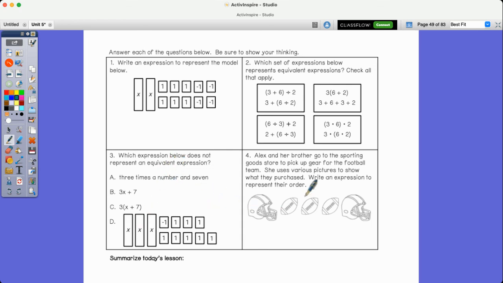Which one doesn't belong? And number 4, Alex and her brother go to the sporting goods store to pick up her gear for football team. She uses various pictures to show what they purchased. Write an expression to represent their order. So you're just going to tell me what your variables are. Then you're going to summarize today's lesson, 2 to 3 sentences. It is going to be beautiful because I know you guys are amazing writers.